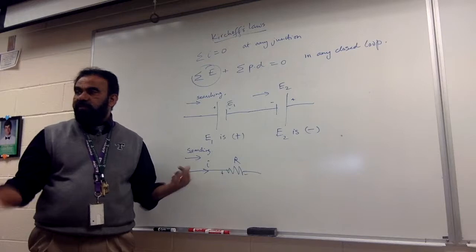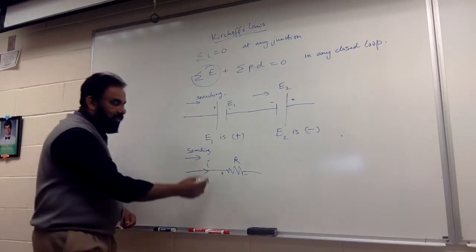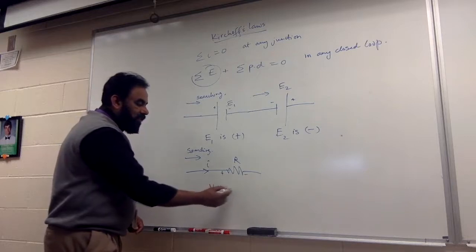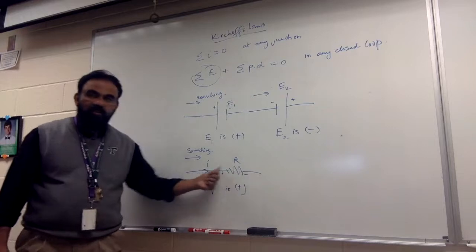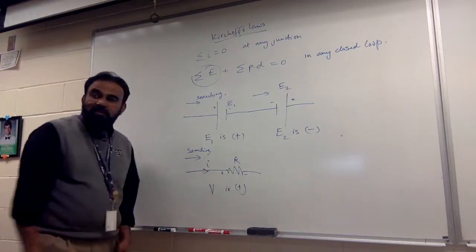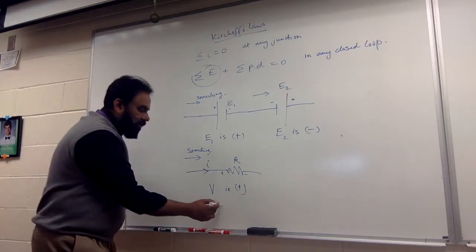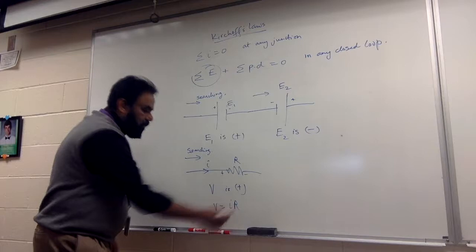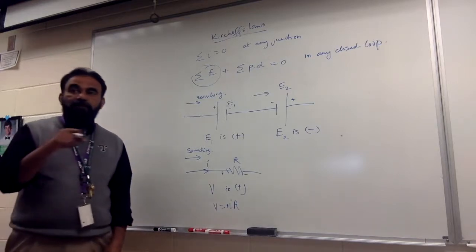Potential difference will be higher here. So which are you hitting first is positive. So this potential difference is positive. So the potential difference across this is positive. And how do you find the potential difference V? It will be a positive IR. It will be a positive voltage.